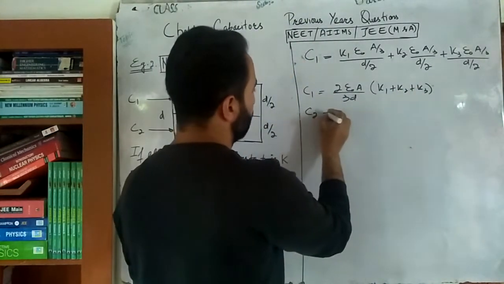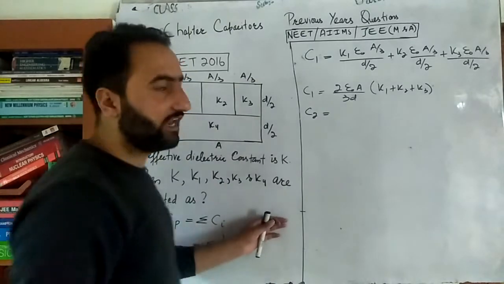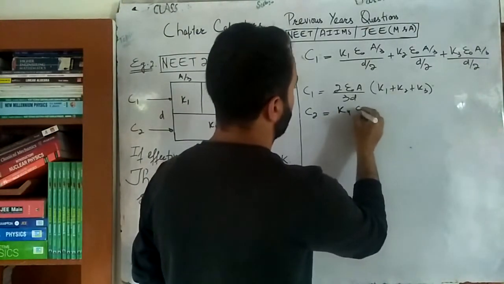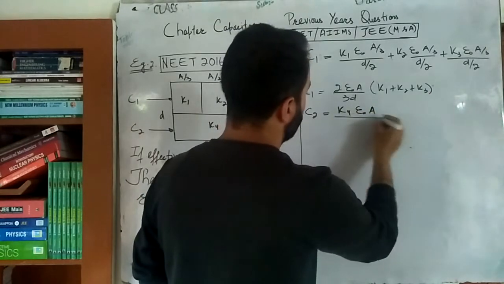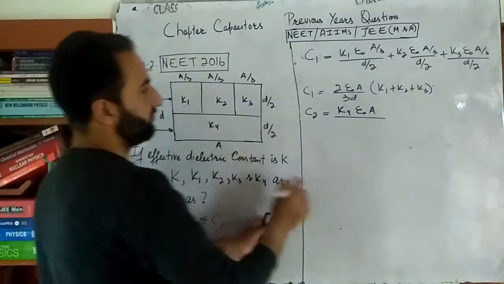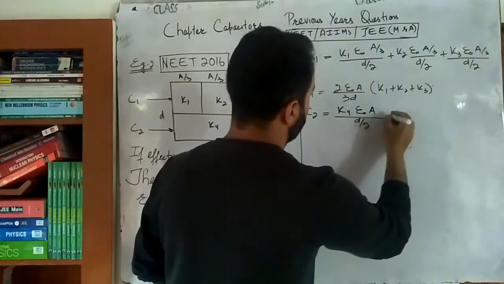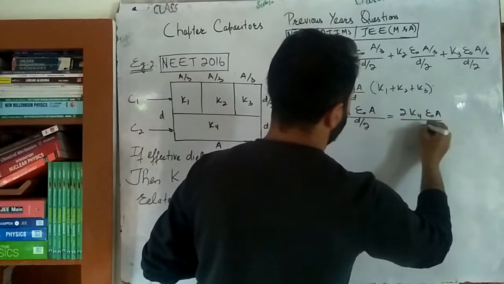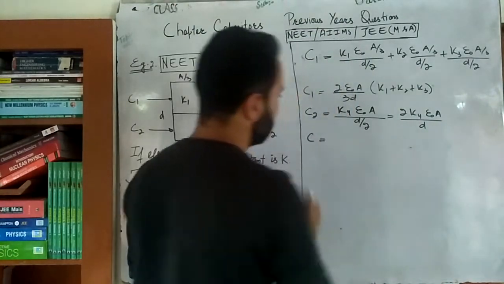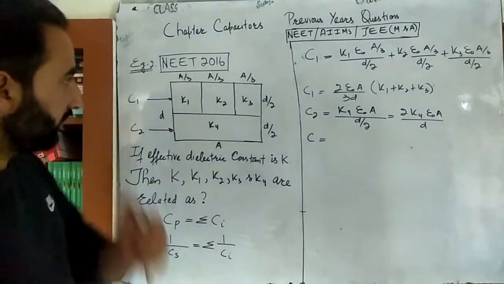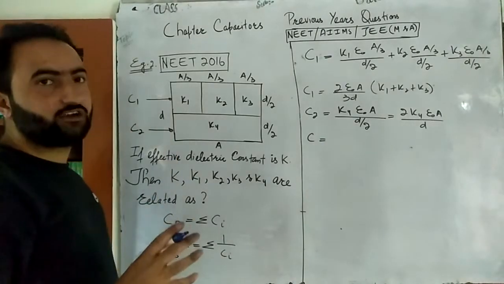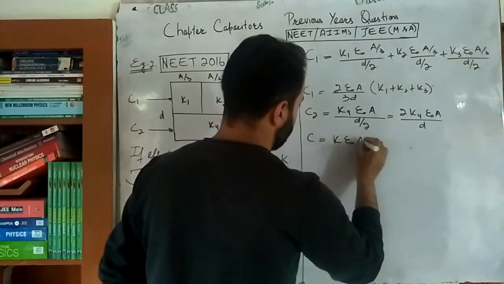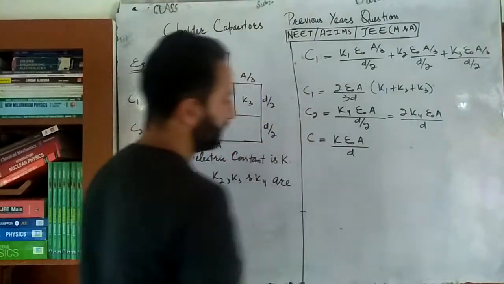Then what about C2? C2 will be obviously equal to, what is this dielectric constant, that is K4. That's K4 multiplied by epsilon naught multiplied by its area, that's A, divided by the width of this layer, that's D by 2. So here I will write down D by 2, or it is equal to twice K4 epsilon naught A divided by D. Then what about C? C is the equivalent capacitance. When all these are replaced by a single dielectric whose dielectric constant is K, then its capacitance becomes K into epsilon naught multiplied by area is A, width is D. Fine.